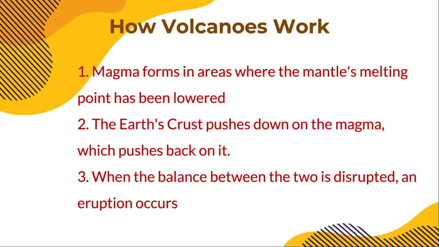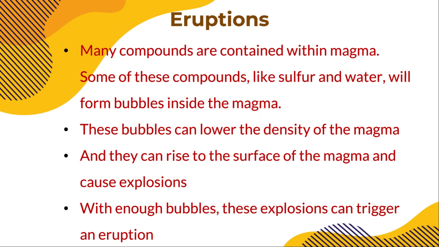First, all volcanoes contain a magma chamber, which forms in areas where the mantle's melting point has been lowered, typically due to the interference of water. The resulting magma typically remains under the Earth's surface due to a delicate balance between the Earth's crust pushing down on the magma and the magma pushing back up on the crust. When this balance is disrupted, an eruption occurs. There are a few things that can cause this balance to be disrupted. One of the most common is an overbalance of the magma's force upon the crust.